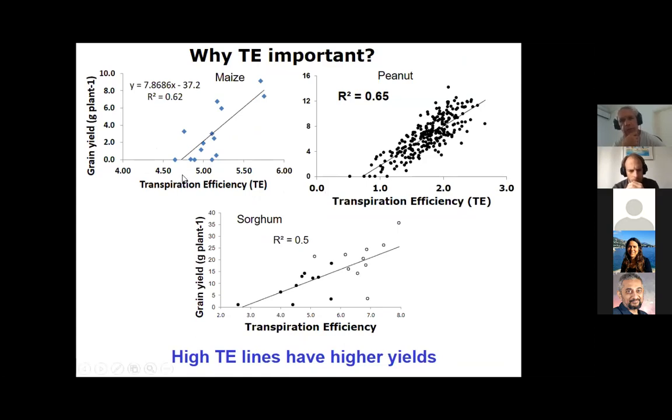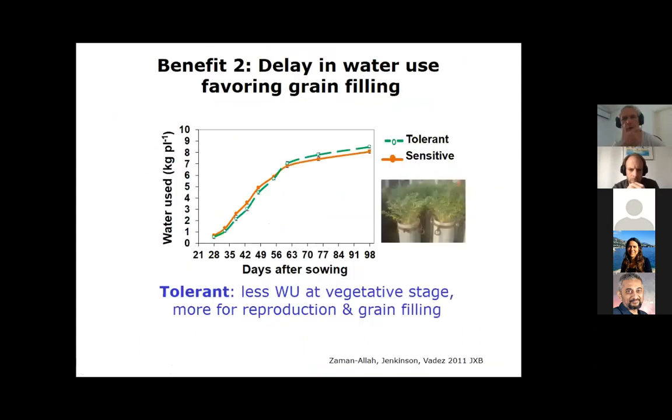And here I've given a few examples of the relationship between grain yield on the y-axis and transpiration efficiency on the x-axis. In the case of maize, in the case of peanuts, in the case of sorghum, I've got an example like this. The second benefit is that since plants use less water under high evaporative demand, they keep that water available for later during the cropping cycle. And that benefits grain filling. And that's very, very important.